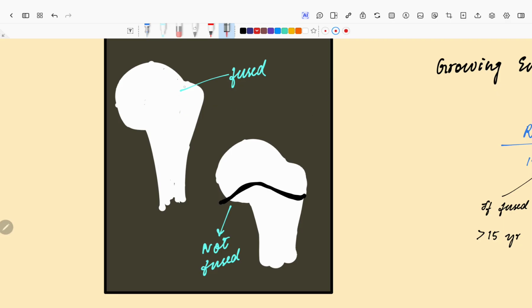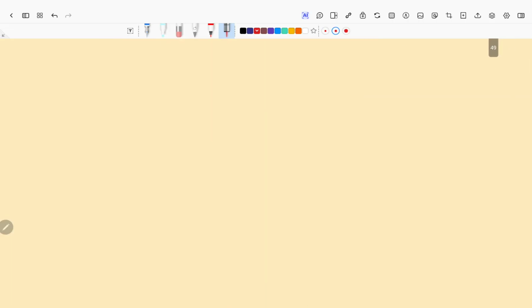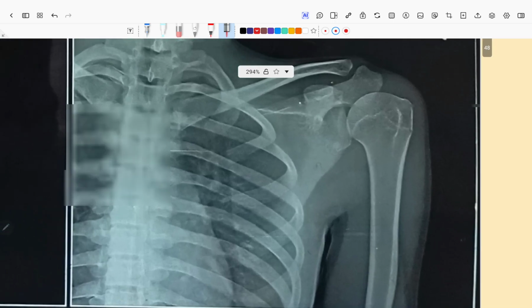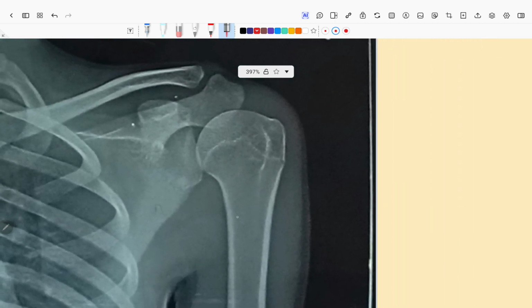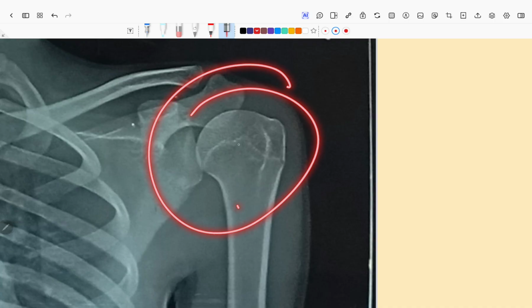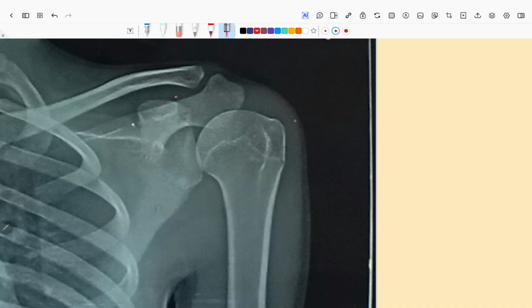See, if it's all fused, you don't see any space here. If it's not fused, you see a black line, or a dark line. The X-ray won't be this opaque white. You can see here, slightly opaque, and here we see this is upper end of radius. Okay, upper end of humerus, sorry.